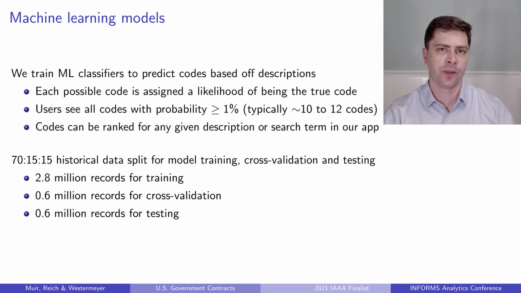Daniel mentioned earlier that the data we're using for this application comes from the Federal Procurement Data System. We use several years of historical data, accounting for several million records, each from a contract. And then we split this data, as is commonly done, between one set for training, one set for cross-validation at training time, and a third holdout data set for testing.